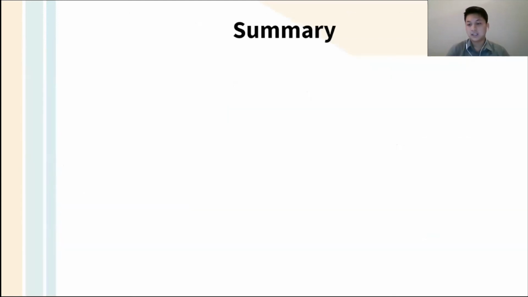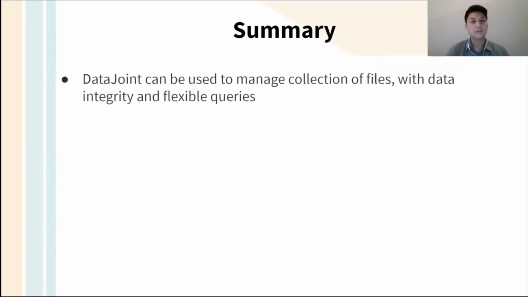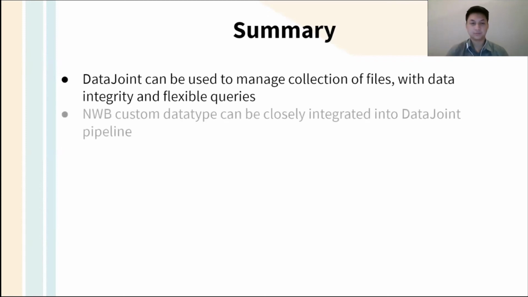All right. With this, I am almost finished with the presentation. I just want to give a quick summary. DataJoint can be used to manage collection of files with ensuring data integrity and flexible queries. In this way, DataJoint would provide a way for working on a study, managing all of the NWB files, for example, and still enjoy all of the features with all of the NWB tools. And you can also define NWB custom data types now that can be much more closely integrated into the DataJoint pipeline, as I just showed.